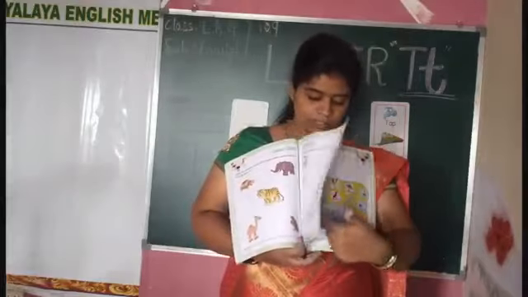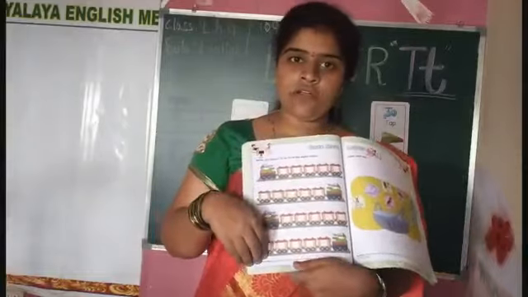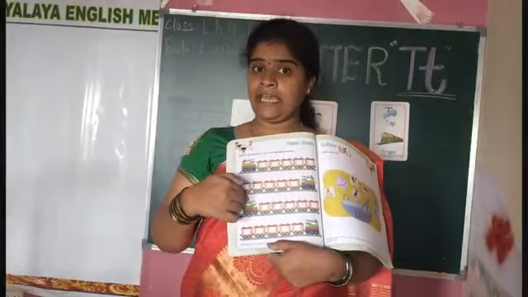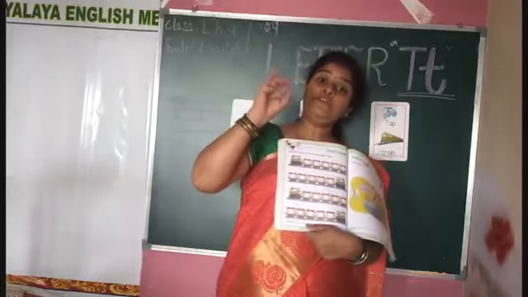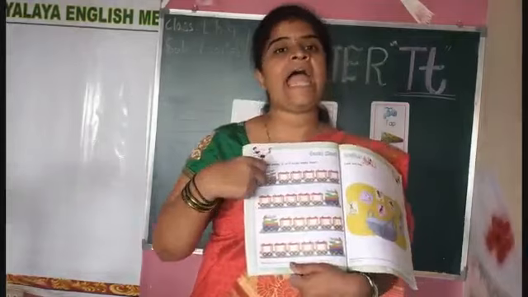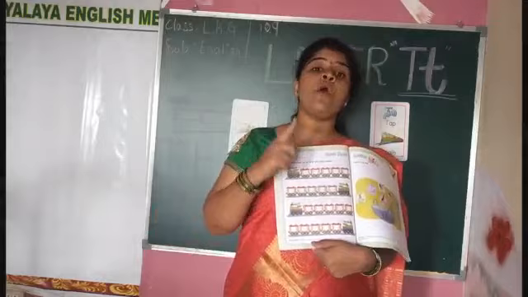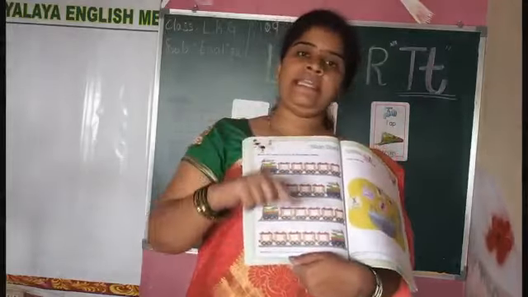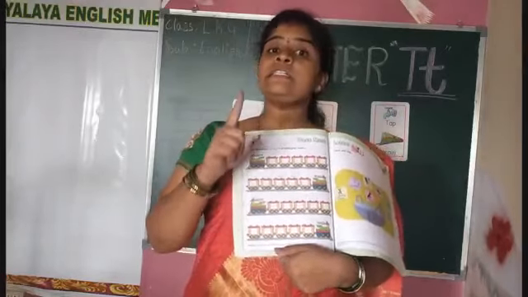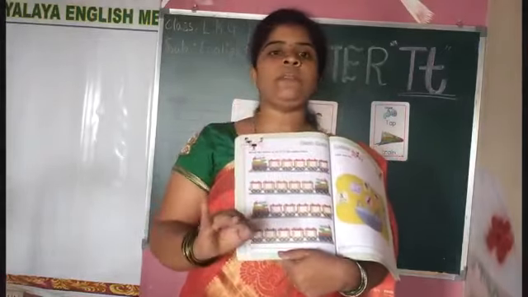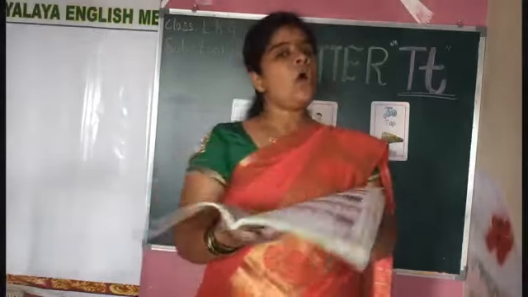Okay, children, turn the page. Here they are given one activity for us. Here they are given a train. The bogies are blank. You have to fill the bogies with letters. We have to fill in small letters A to T. Small letters A, B, C, D. Which letters? Small letters. Don't write capital letters, children. Okay, yes, children. These are your homework.